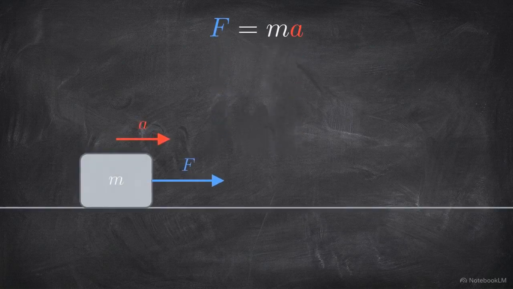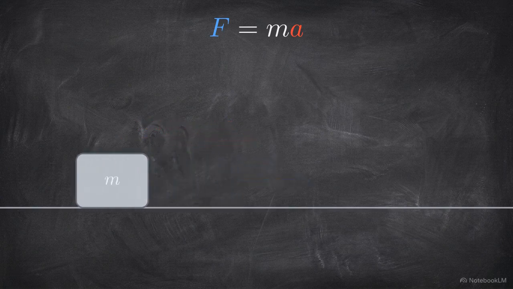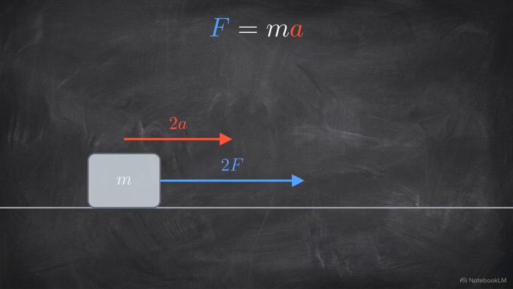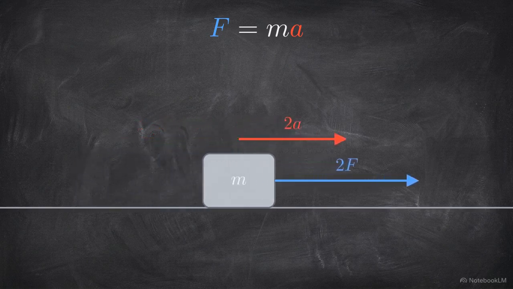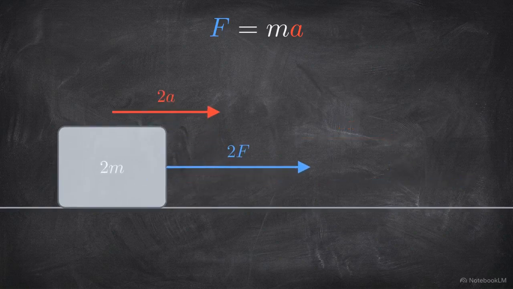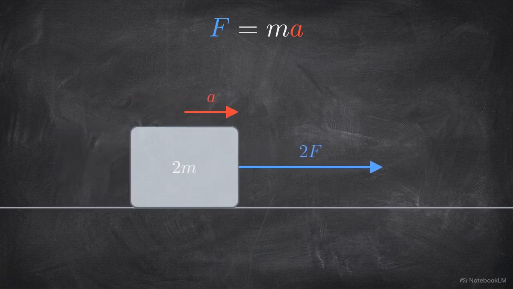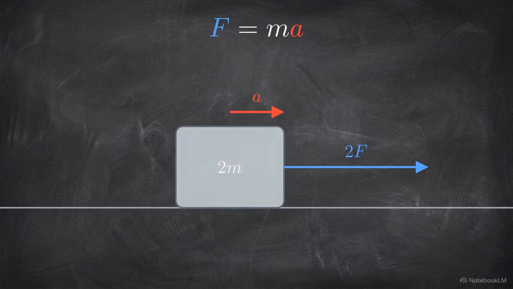Applying a force vector to a mass generates a corresponding acceleration vector. The relationship is directly proportional. If you double the force, you exactly double the resulting acceleration. The relationship to mass is inversely proportional. If you double the mass of the block, that same force will only yield half the acceleration. A higher mass means a higher resistance to being accelerated.